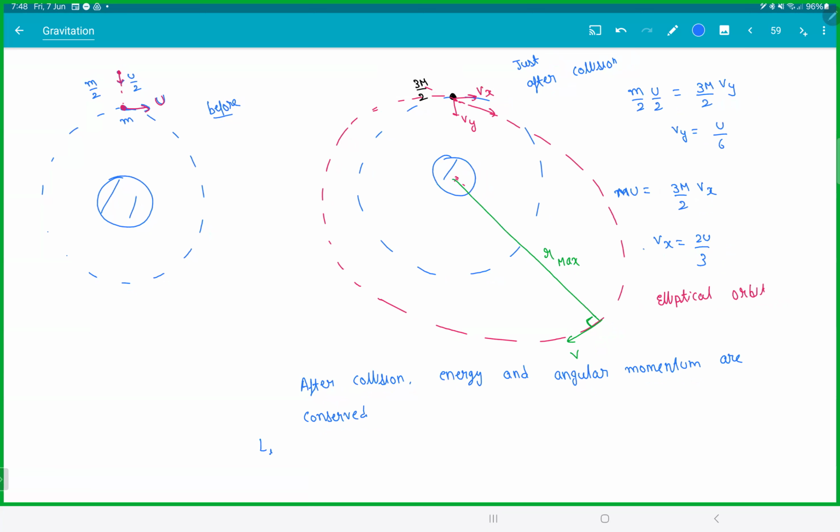So angular momentum L initial is equal to L final. So L initial would be 3m by 2, velocity is Vx, distance is 3r. Should take only the perpendicular components. L final would be 3m by 2, final velocity V, and this is R max. That is one equation. Initial energy is equal to final energy. The potential energy is minus G, 3m by 2 times m by distance 3r. That's your gravitational potential energy.